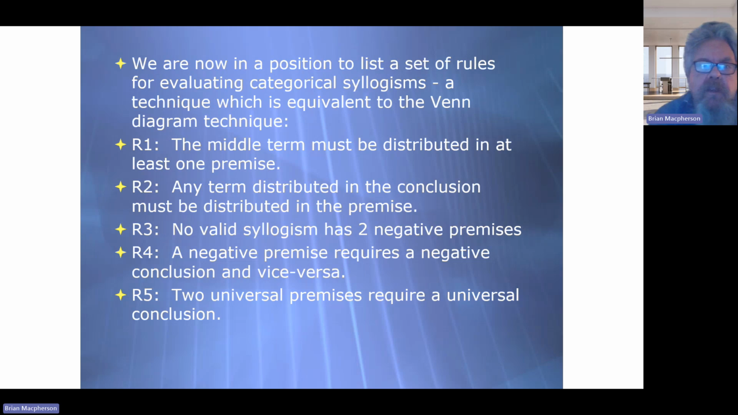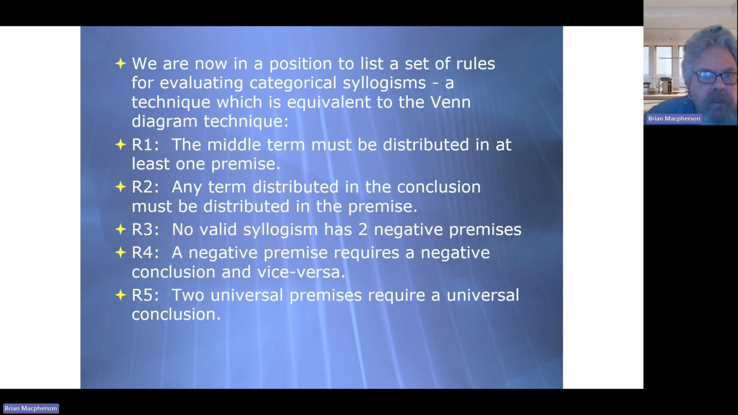Okay, rule number 3: no valid syllogism has 2 negative premises. Negative would be what? There are 2 kinds of negative premises: E, universal negative, and O, particular negative, right? No valid syllogism can have 2 negative premises. Rule number 4: if you have a syllogism with a negative premise, it has to have a negative conclusion. Or if you have a syllogism with a negative conclusion, it has to have a negative premise.